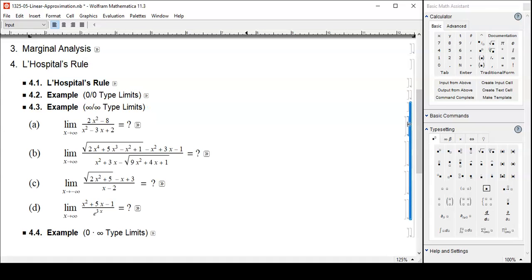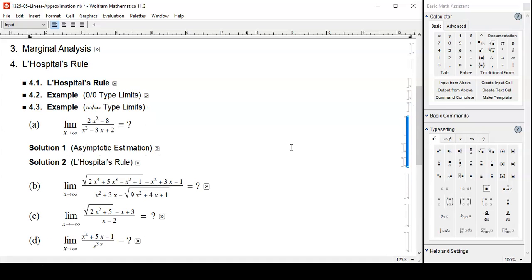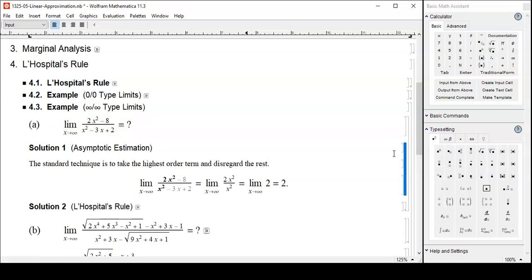Okay, alright. Here's an example that works. We have polynomial over polynomial, a rational function. In that case, a much easier method is to use asymptotic estimation. Just take the highest degree terms only, throw away the rest, and then do your computation. It's 2 over 1.